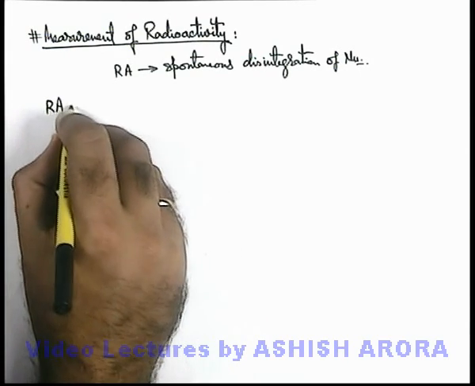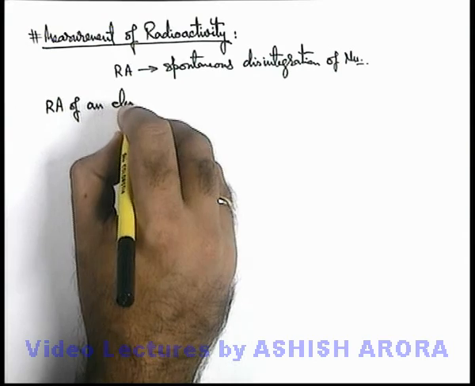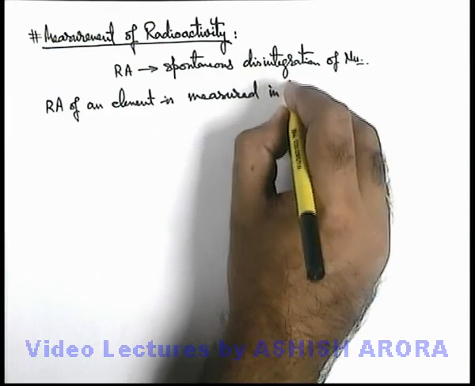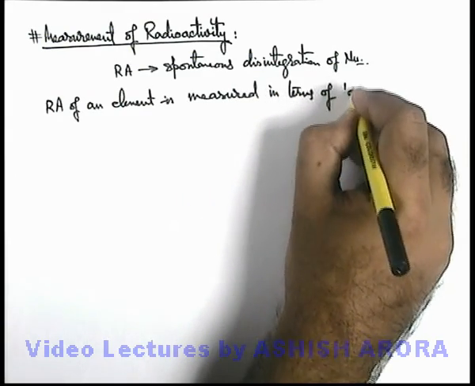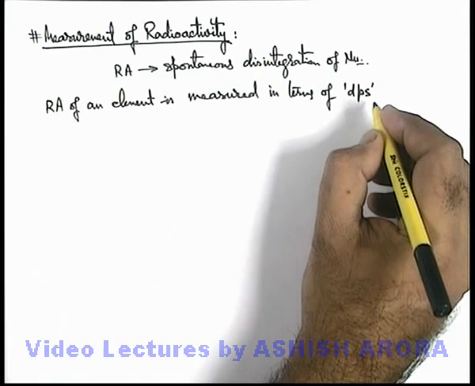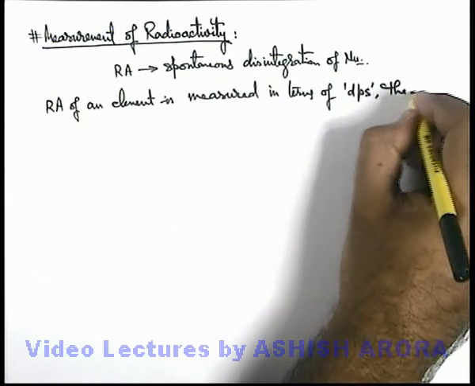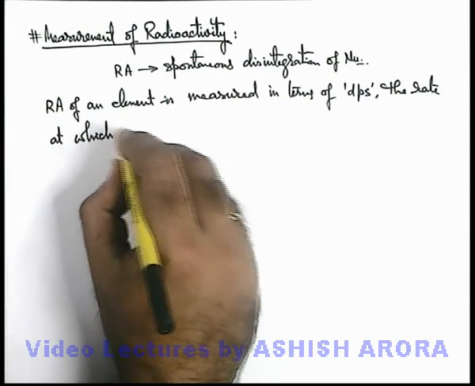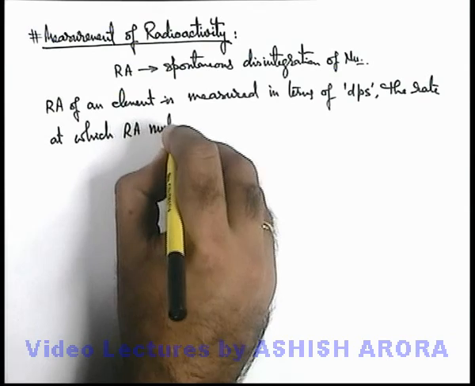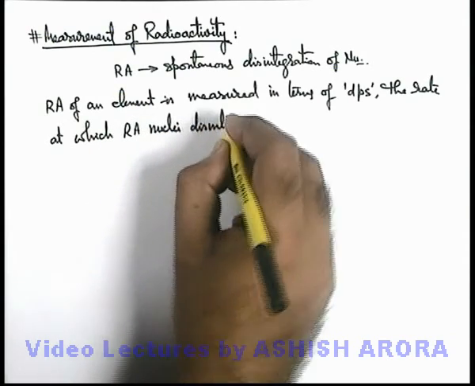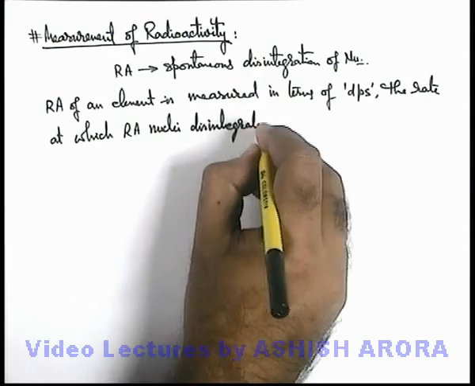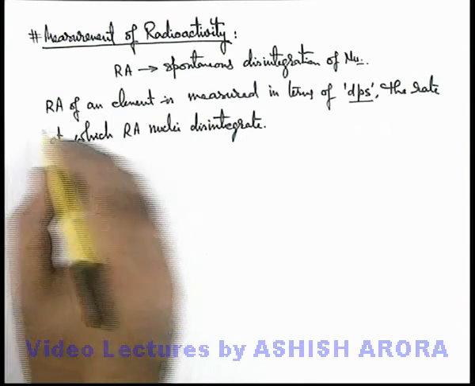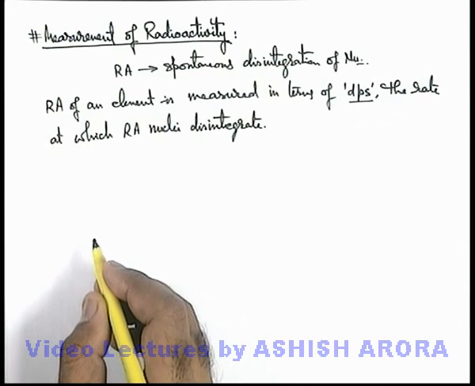Now here we can write: radioactivity of a radioactive element is measured in terms of the unit dps, which is disintegration per second, which is the rate at which radioactive nuclei in an element disintegrate. The rate at which radioactive nuclei disintegrate is measured in terms of disintegrations per second, and that is the instantaneous activity of the radioactive sample.